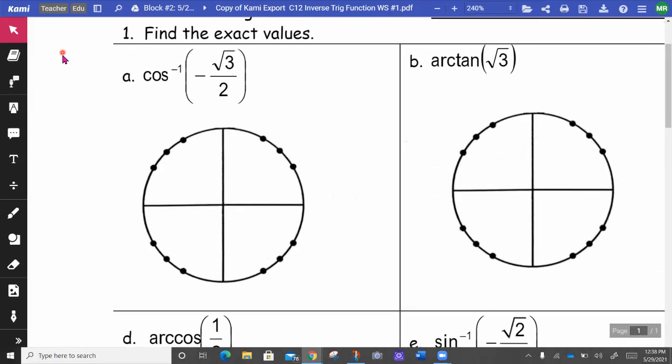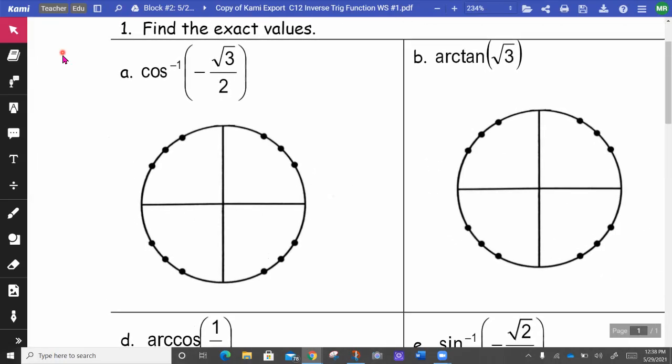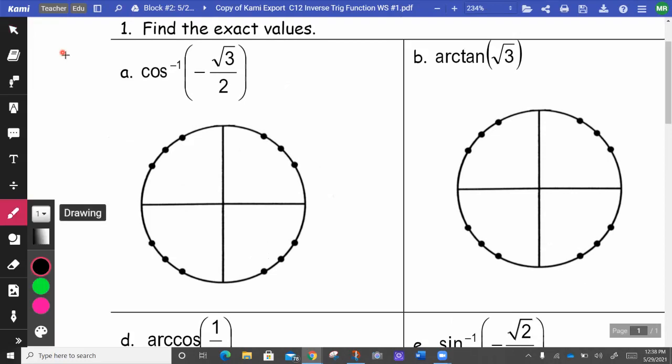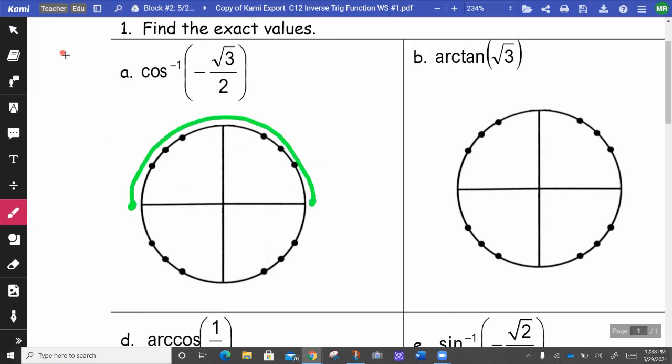So on this, we're trying to find exact values. And you want to remember that arc cosine and cosine inverse are the same. All of the arc and the inverse are the same idea. So for arc cosine, you want to remember we're going from here to here is where we're looking, okay? And so if I want a negative root 3 halves, I want to know what angle gave me a cosine of negative root 3 halves. That's going to be long comma short, and that answer is going to be 5 pi 6. That's your answer.